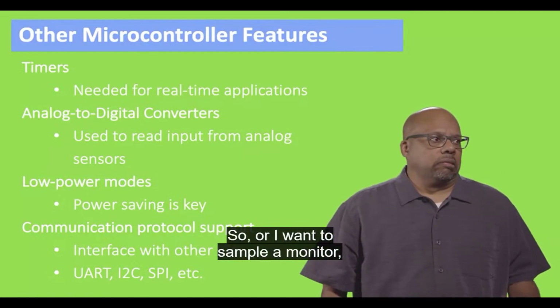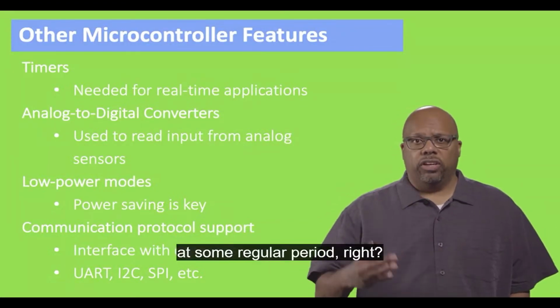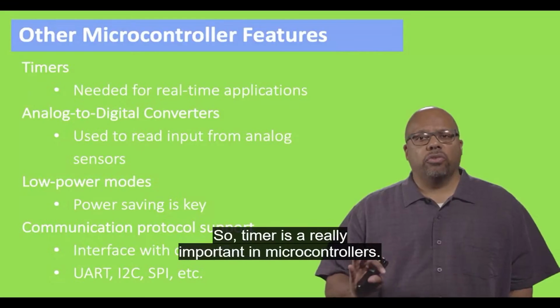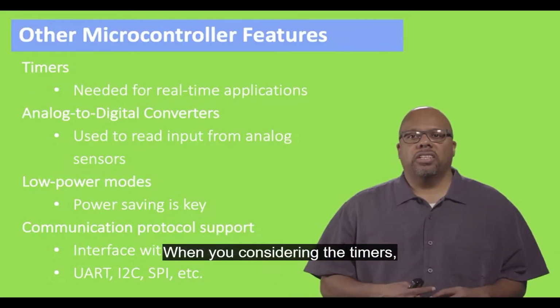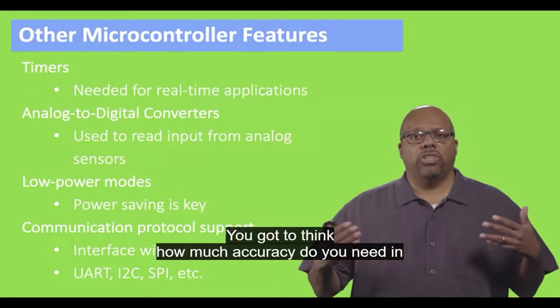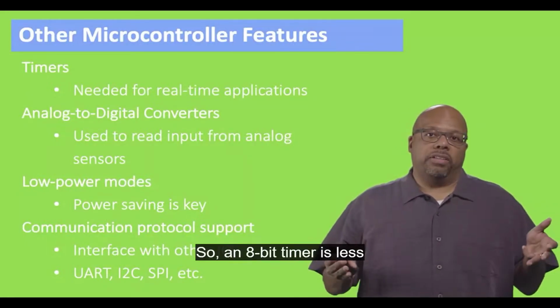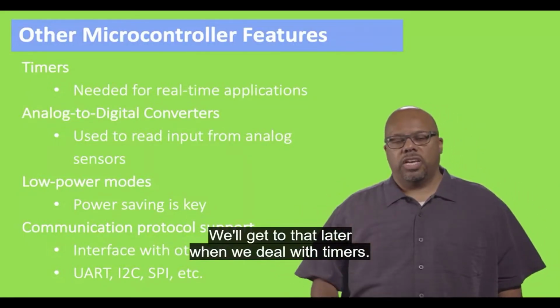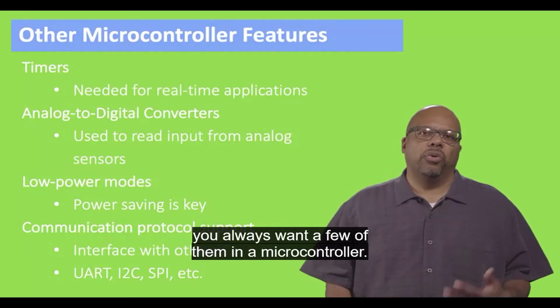Or I want to sample some temperature monitor at some regular period, right? You need a timer to force it to happen at that rate. So timers are really important in microcontrollers. So you need a few timers. And when you're considering the timers, there's a timer accuracy issue. You've got to think how much accuracy you need in the timing, and that determines the bit width of the timer, right? So an 8-bit timer is less accurate than a 16-bit timer. We'll get to that later when we deal with timers. But anyway, timers are components that you look for. You always want a few of them in a microcontroller.